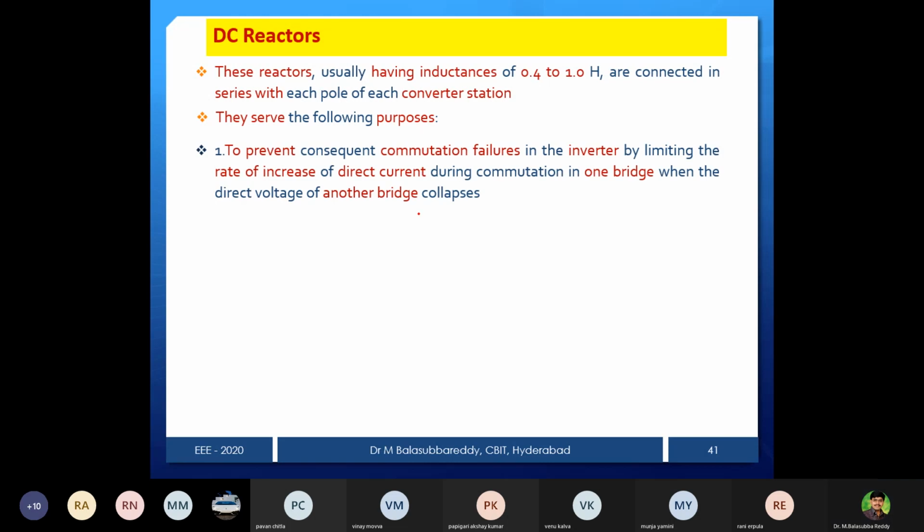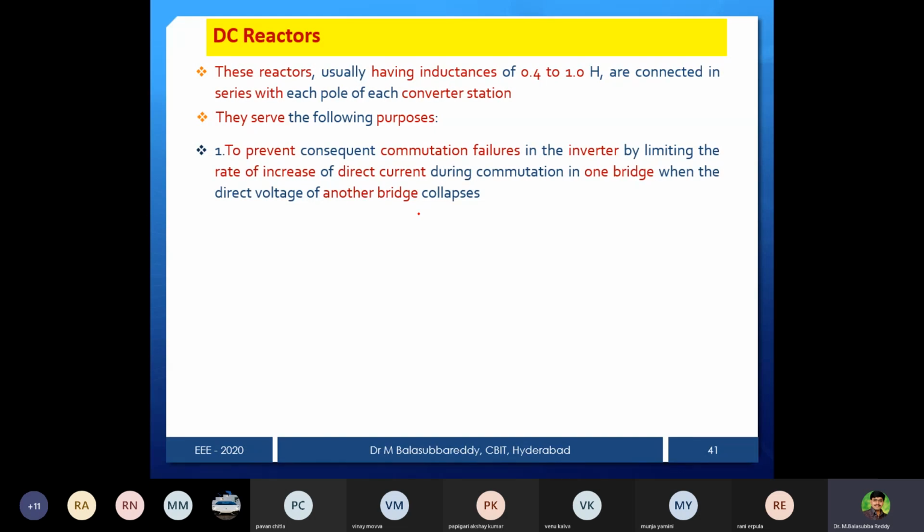You can see the first one: to prevent consequent commutation failures in the inverter. Sometimes there is a chance of double commutation failures also happening. As I think I explained in the previous class, there is double commutation, on the upper side as well as the lower side, both the positive group and the negative group devices. Consequently, commutation failures may happen.